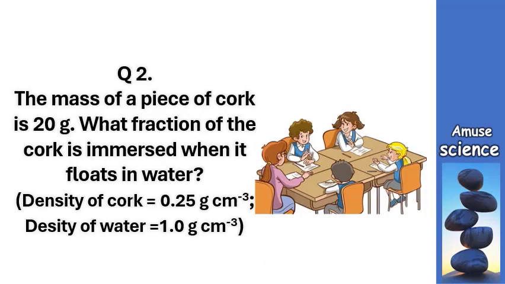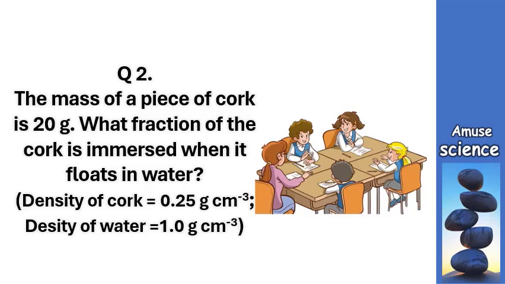Now let's take our second question. It reads, the mass of a piece of cork is 20 grams. What fraction of the cork is immersed when it floats in water? The density of the cork is given as 0.25 grams per cm cube, and the density of water is given as 1.0 grams per cm cube. So let's find the solution.